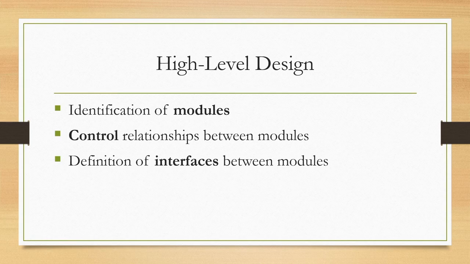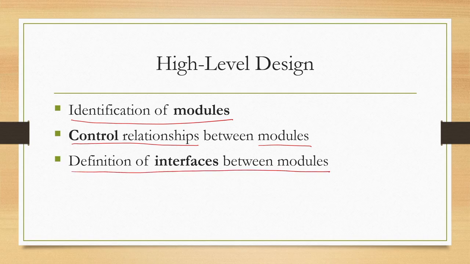Earlier we discussed both in brief. What happens in high level design? We identify the modules at a very high level, the control relationships between the modules, that also we identify, and the definition of interfaces between modules. Primarily these three things we focus on in the high level design phase.